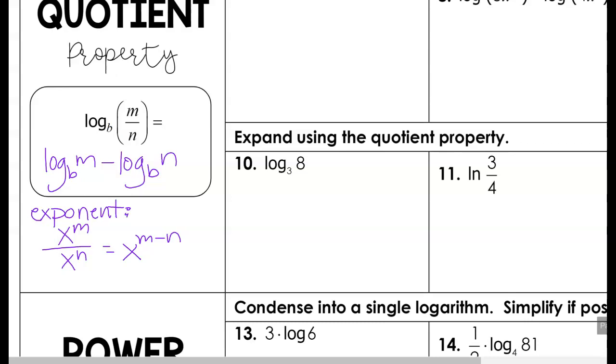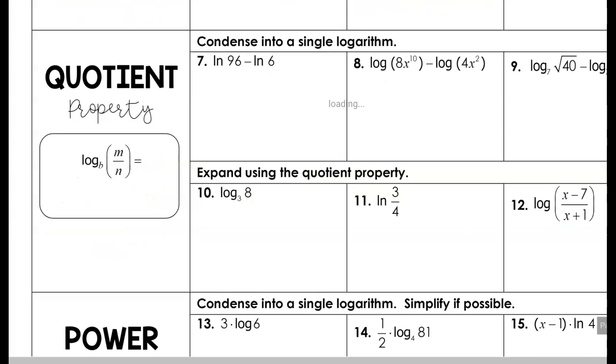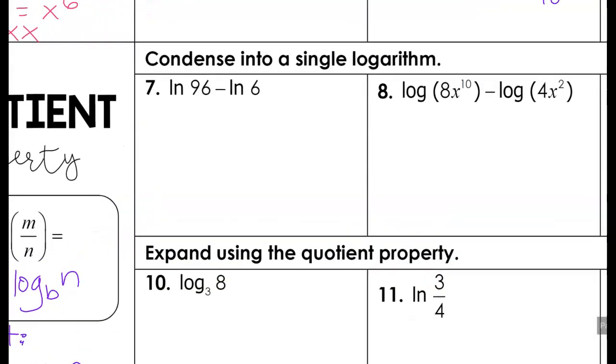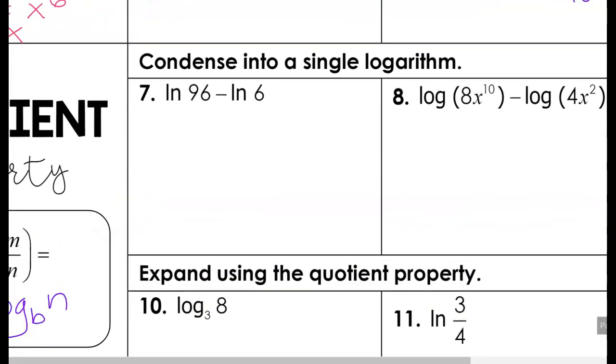What happened to the numbers? Yeah, we just got letters though. So now, let's look at this one here. How can I rewrite ln of 96 minus ln of 6? And what is 96 over 6? 16.